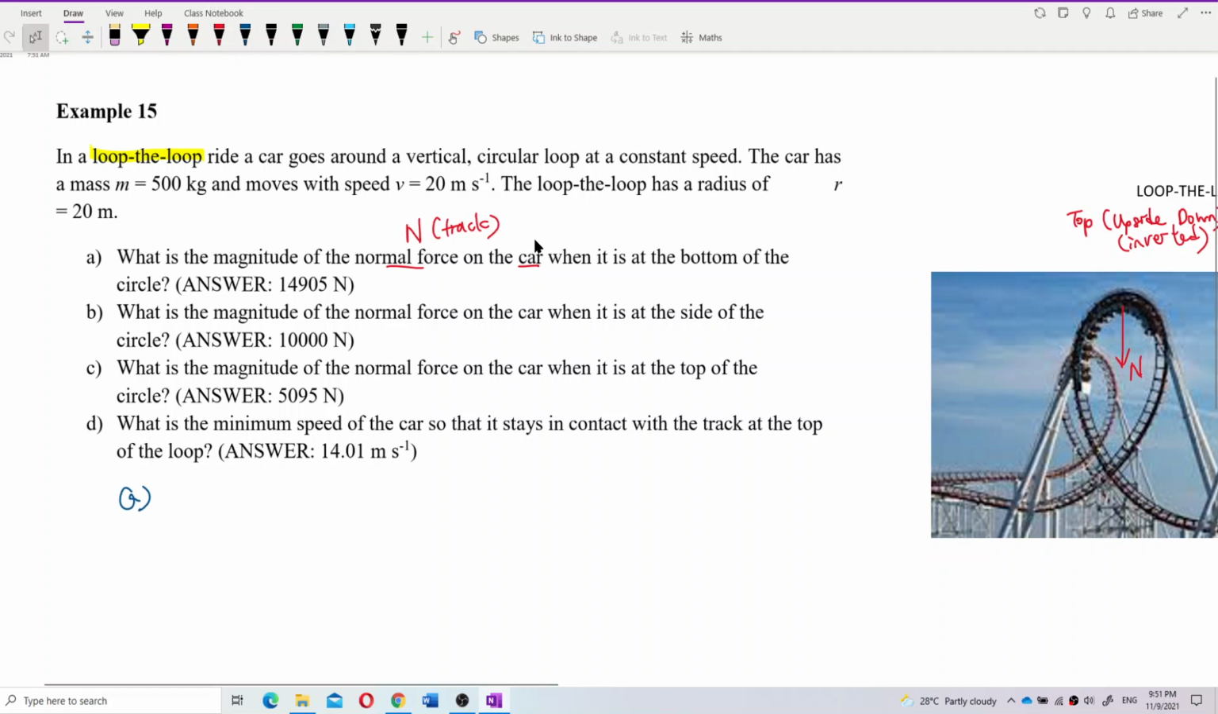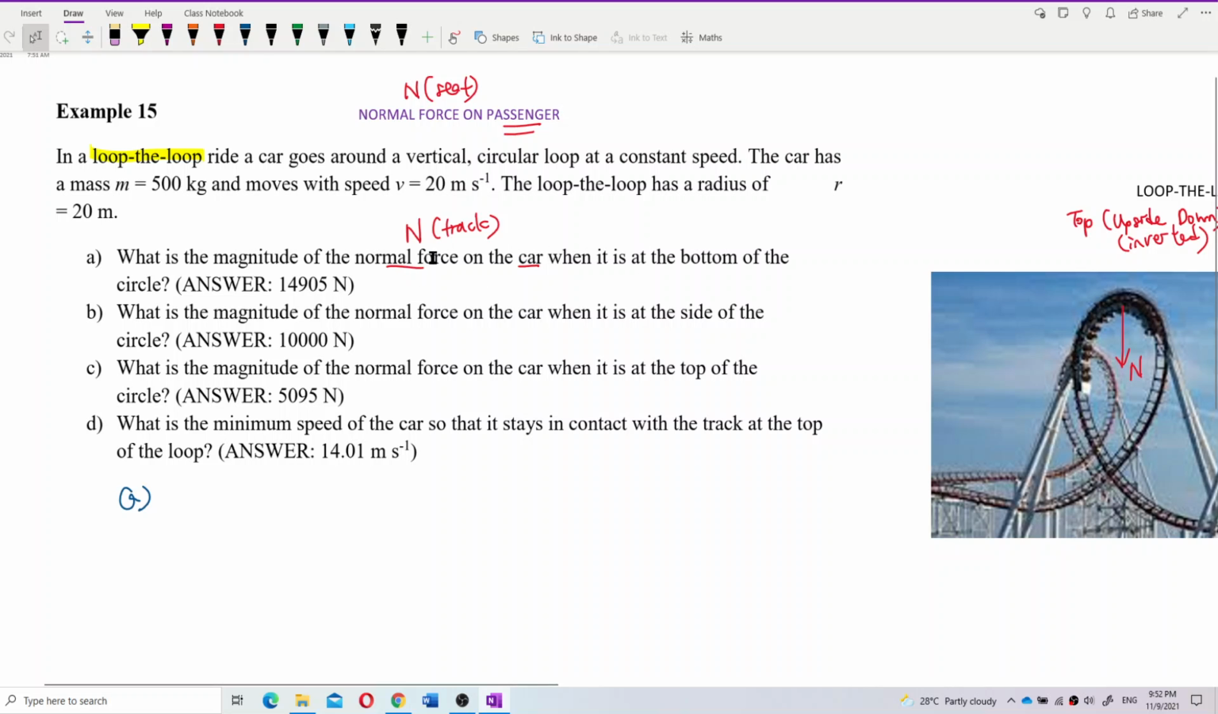If the question says normal force on the passenger, then this one is normal force from the seat. Yeah, if on the passenger, it is normal force from the seat, but if on the car, it is normal force from the track. Yeah, that's the difference.